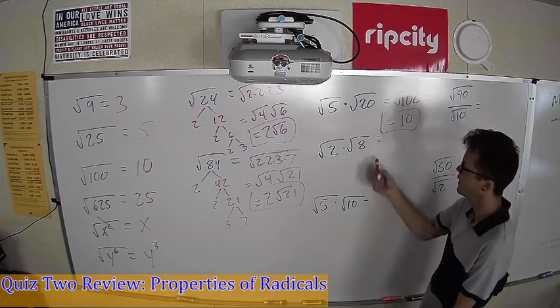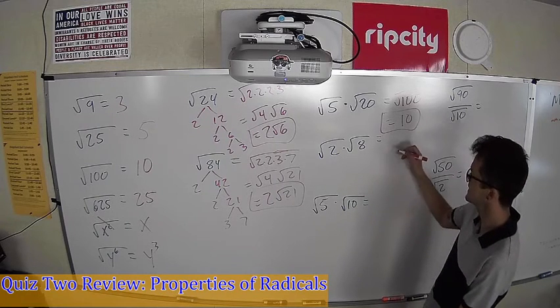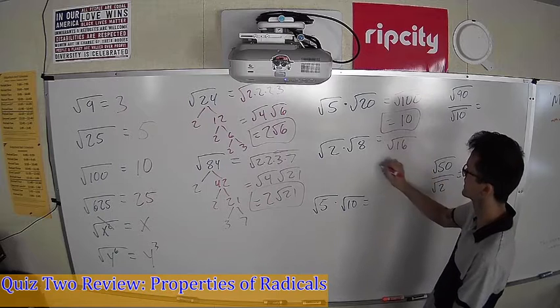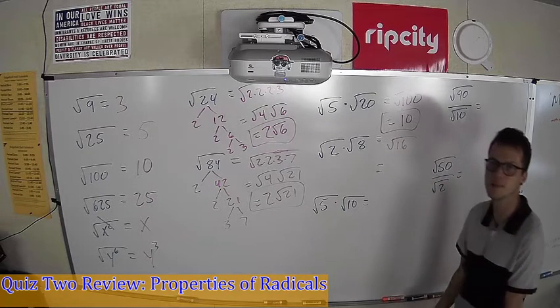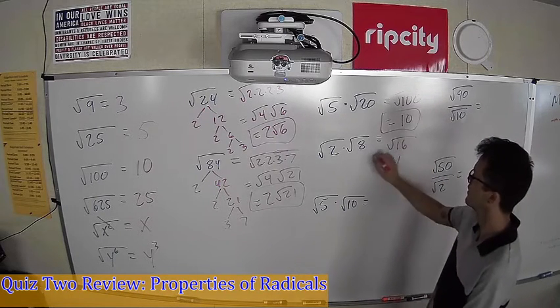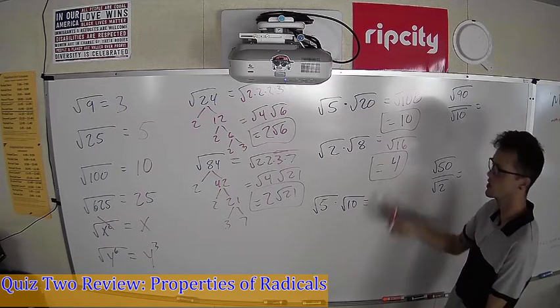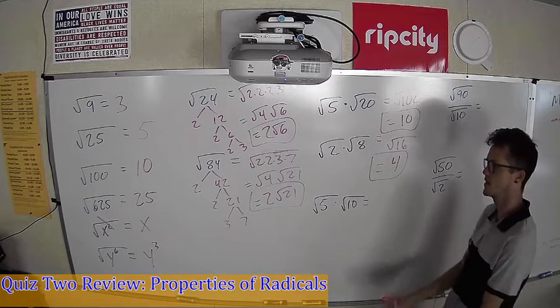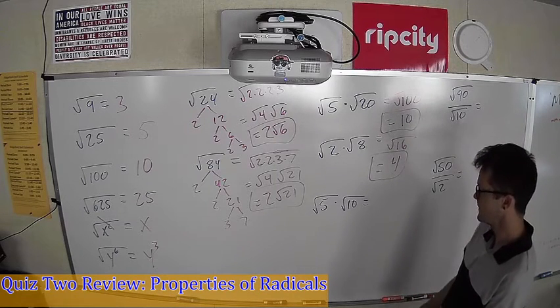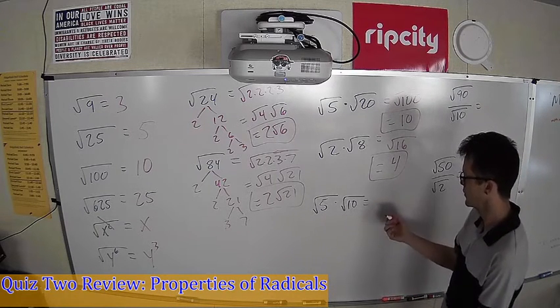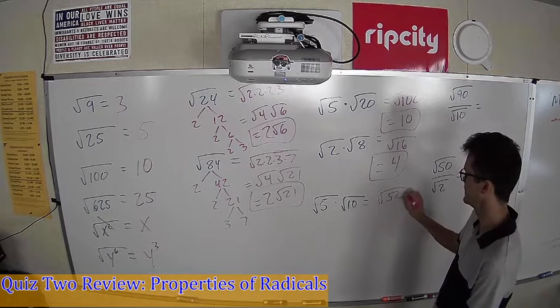Nice. This one here, 2 times 8 is 16. So this is the same thing as the square root of 16. And of course, again, 16 is a perfect square. So the answer to the square root of 2 times the square root of 8 is just 4. No square roots, just positive 4. Lastly, the square root of 5 times the square root of 10. That's the square root of 50.